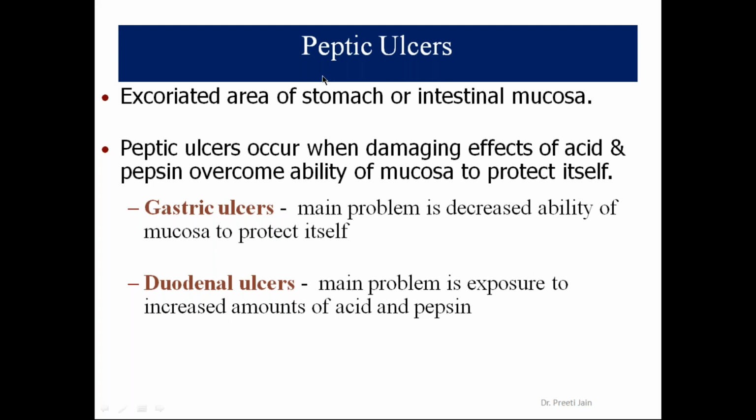Okay. So what is a peptic ulcer? It is an excoriated area of stomach or intestinal mucosa, occurs when damaging effects of acid and pepsin overcome the ability of mucosa to protect itself. There can be two types of ulcers. You can have it as gastric ulcers or you can have it as duodenal ulcers. So in gastric ulcers, main problem is decreased ability of mucosa to protect itself. Duodenal ulcer, main problem is exposure to increased amounts of acid and pepsin.